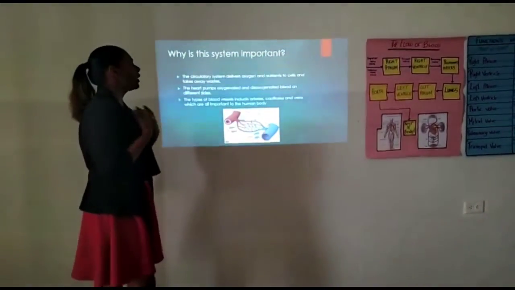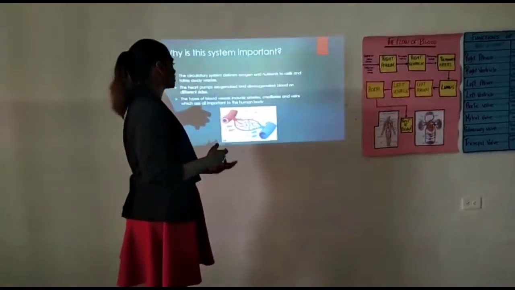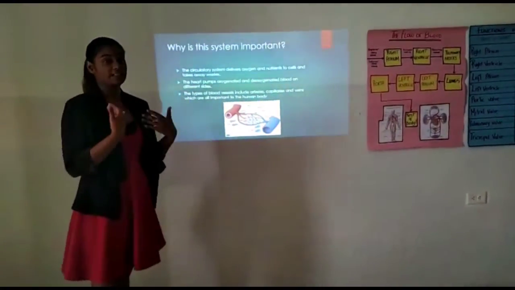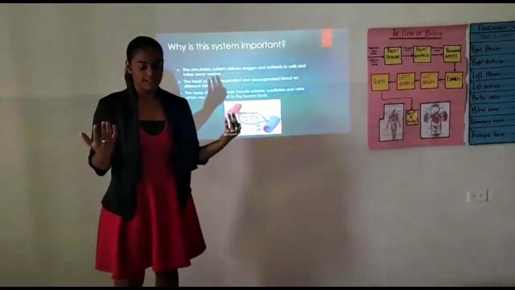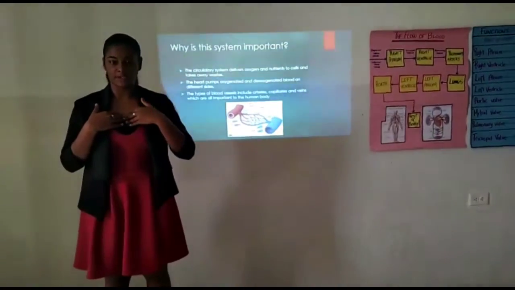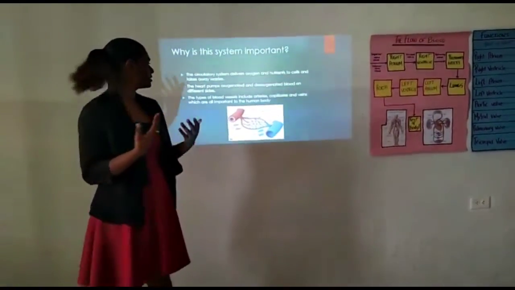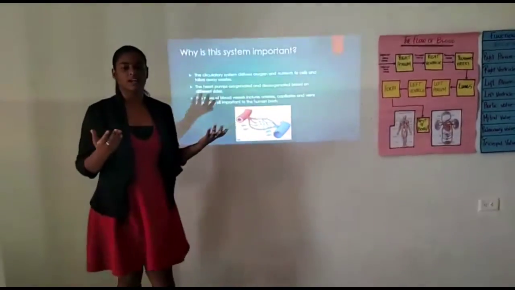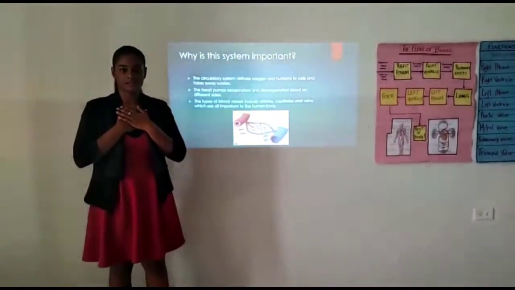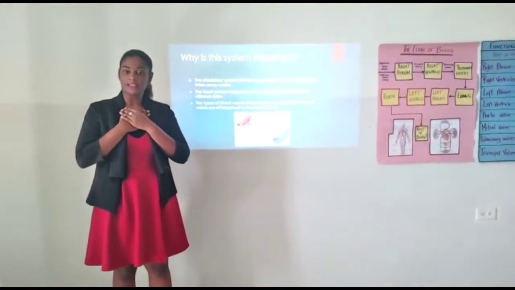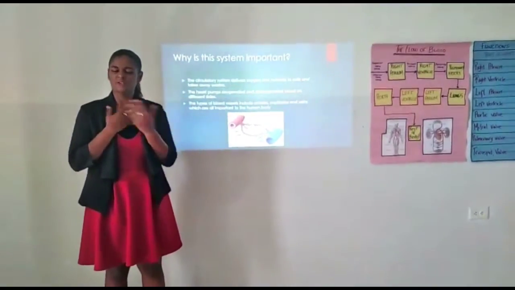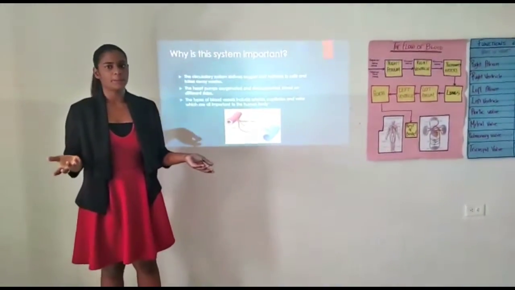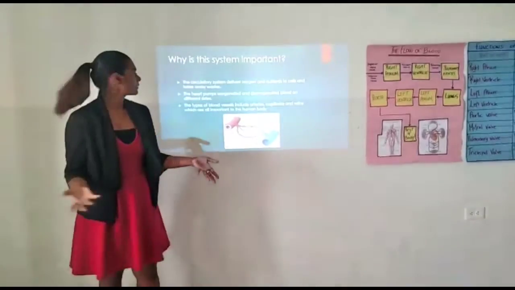The heart pumps oxygenated and deoxygenated blood on different sides. So where is your heart located? It is located in the middle of your chest, but it slightly leans to the left. So take 2 seconds and let's feel our heartbeats. Do you feel it? Okay, do you think we can discover how many beats per minute our heart goes at?